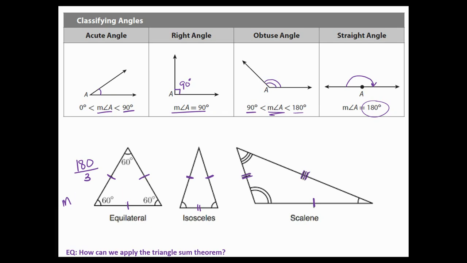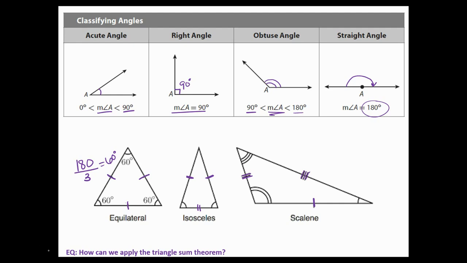I did not write that very well. Sorry. So 180 divided by 3 does give us 60 degrees, which is how we get the measure of each angle. And an equilateral triangle must be 60. All right, so that's just a quick review of stuff that we've already mostly talked about.